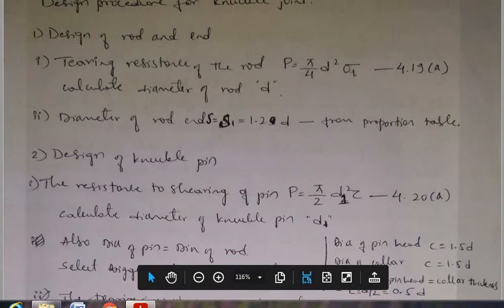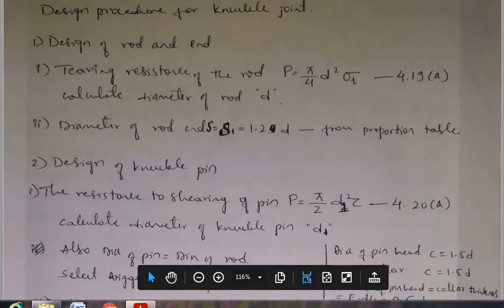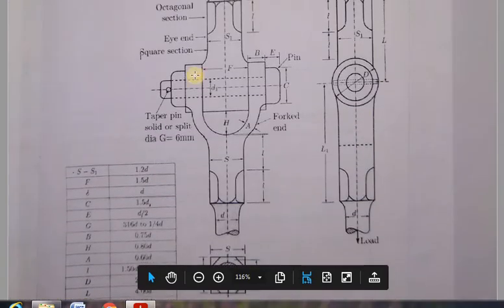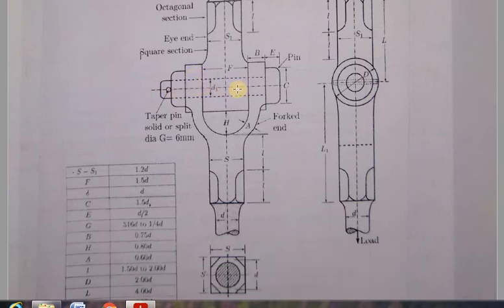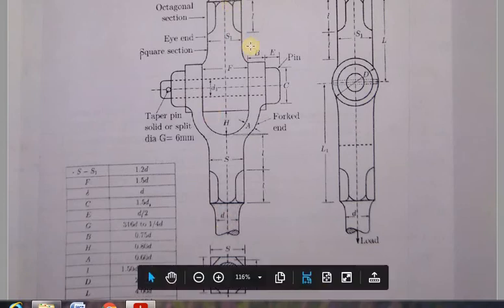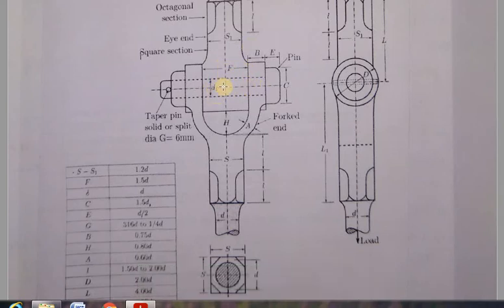Next we have the design of the knuckle pin. This is the knuckle pin which connects the eye end and the fork end. By connecting these two, we connect these rods. D1, what you can see in the figure, is the diameter of the pin, and C is the diameter of the pin head, and at the bottom we have a collar which fits with this using a taper pin.